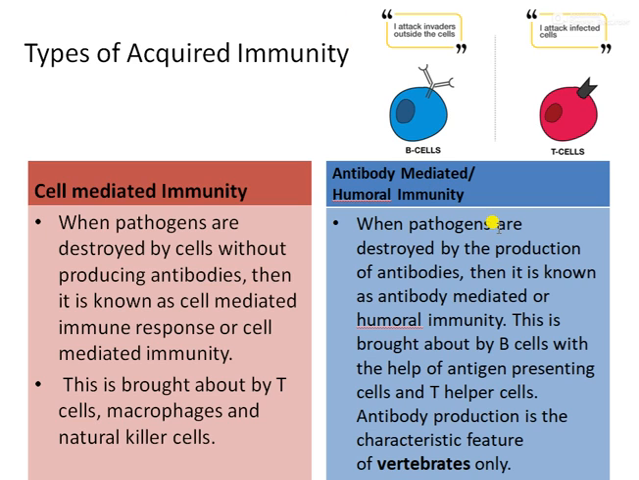So in acquired immunity, when the B lymphocytes act, they produce antibodies, and that is referred to as humoral immunity. And sometimes the T cells or T lymphocytes will directly go and attack or interact with the antigens and try to kill them. That mainly comes under cell-mediated immunity. When pathogens are destroyed by cells without producing antibodies, it is known as the cell-mediated immune response, mainly brought about by the T cells, macrophages as well as the NK cells.